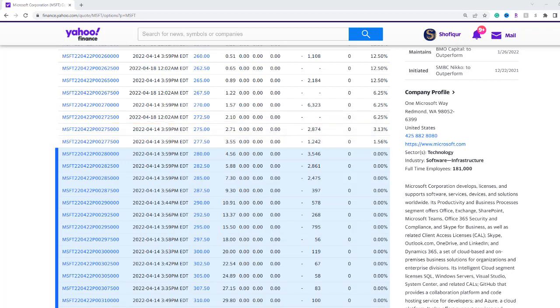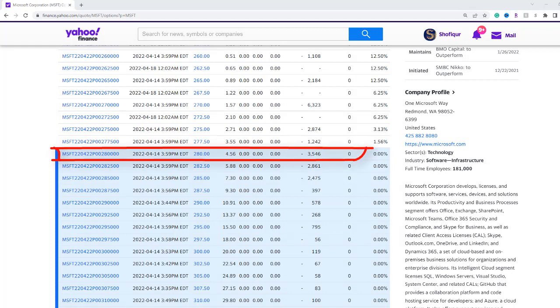All other options in the shaded area are in the money options, which can be exercised by the option holders anytime they want. As today's price is about $280, the option with the strike price of $280 is called at the money option. Now let's talk about how you trade options.